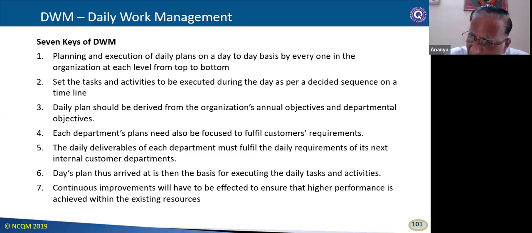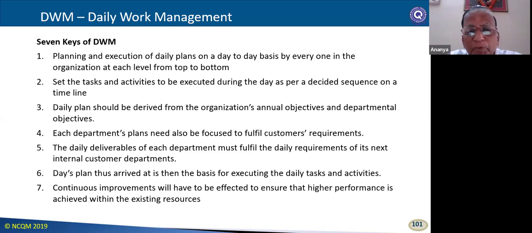Like this here, based on the top level deployment of what needs to be done, which product like this. So I am sure people are aware of this. Set the task and activity to be executed during the day. That is normally done by the supervisor. Daily plan should be derived from the organization's annual objective, yes, because that is normally done.